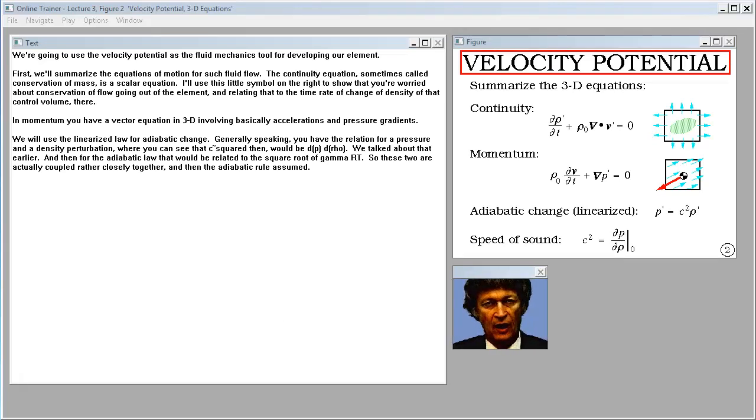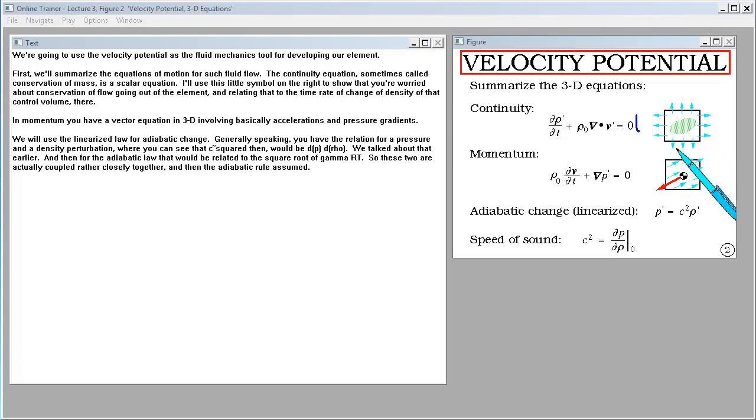We're going to use the velocity potential as the fluid mechanics tool for developing our element. First, we'll summarize the equations of motion for such a fluid flow. The continuity equation, sometimes called conservation of mass, is a scalar equation. I'll use this little symbol on the right to show that you're worried about conservation of flow going out of the element and relating that to the time rate of change of density of that control volume there.